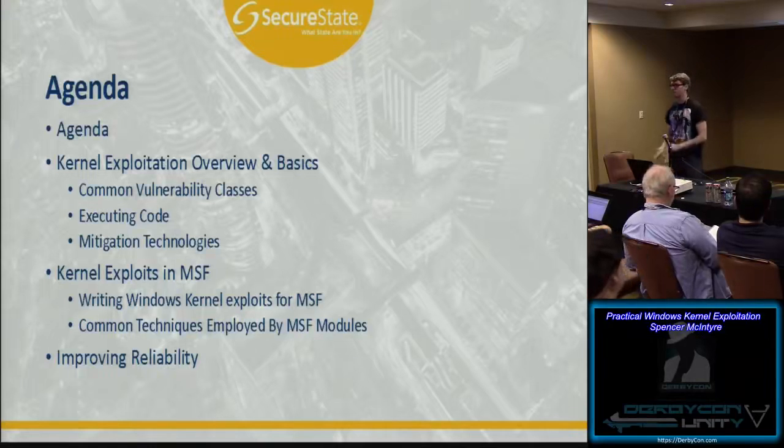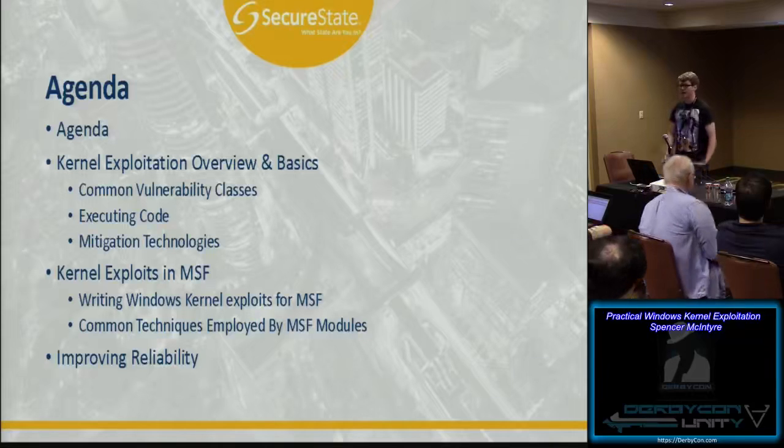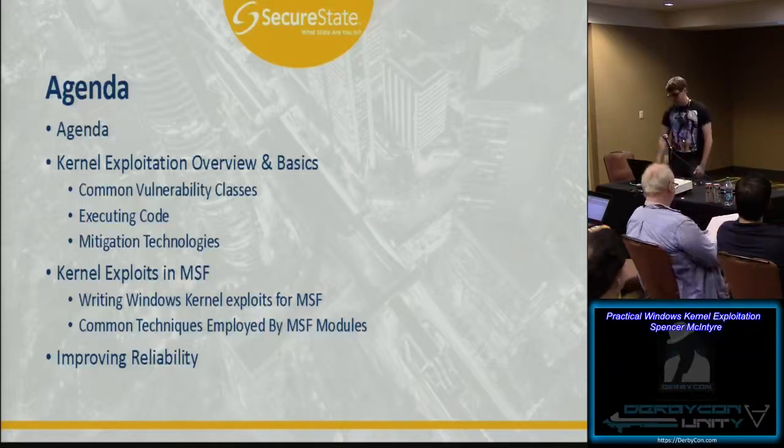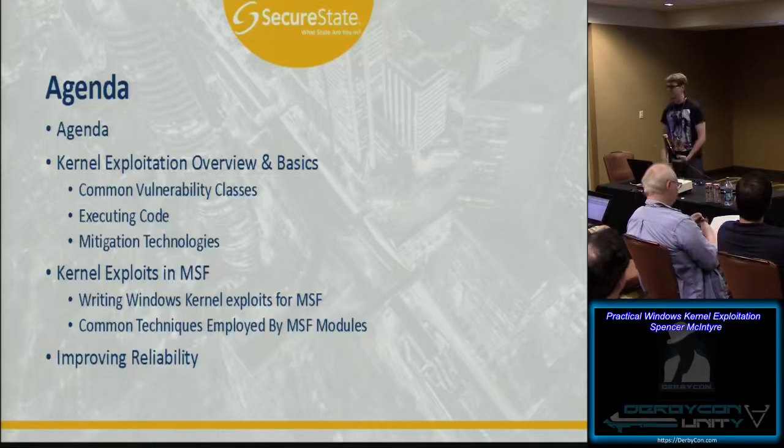We're going to talk a little bit about SMAP and things like that, some of the newer technologies, and some of the problems that we run into with these. We're going to talk about kernel exploits in the Metasploit Framework, so how they're actually implemented. We're going to talk about the two basic types of kernel exploits as they're implemented for the Metasploit Framework, and then some of the common techniques that they use, which is very interesting, at least from my perspective, because a lot of the Metasploit exploits are some of the more reliable kernel exploits, in my opinion. So what techniques are they using?